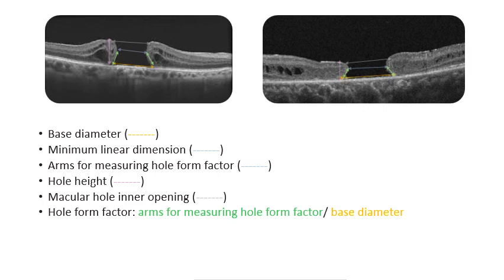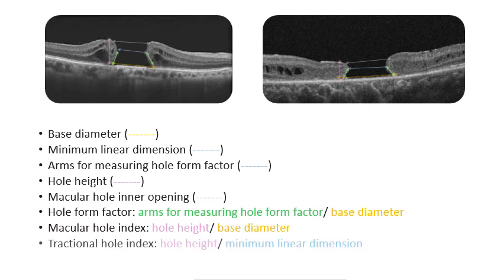The larger the hole form factor, the better the prognosis of the condition after surgery. We have the macular hole index, which is simply the hole height divided by the hole diameter. And again, the larger the macular hole index, the better the prognosis. And then we have what we call the tractional hole index, which represents the hole height over the minimum linear dimension. And again, the larger the tractional hole index, the better the prognosis.